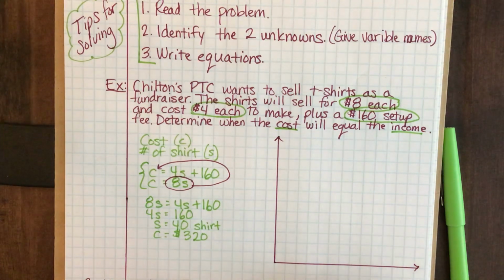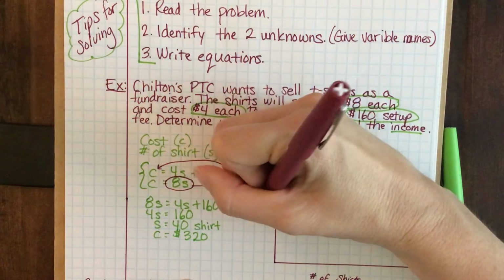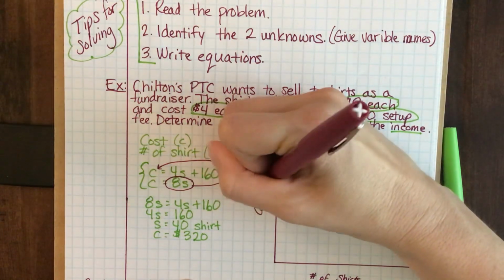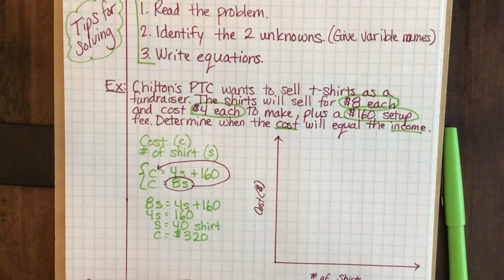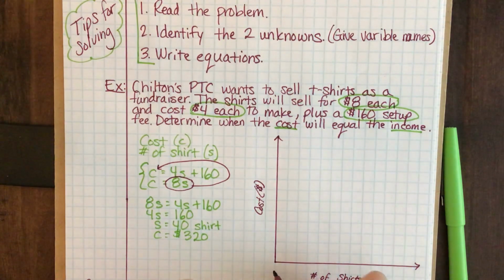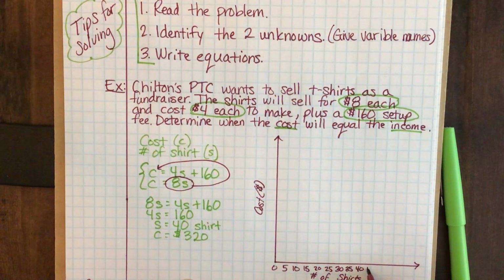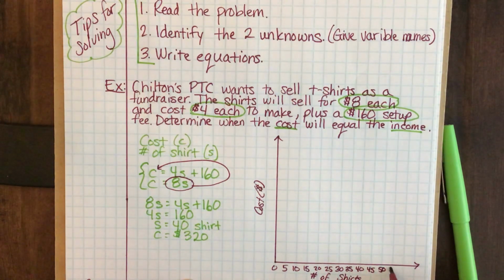Okay, so let's do the number of shirts down here. And we'll do the cost here. And this is in dollars. Okay, so I'm going to make my scale something appropriate for 40 shirts. So this is 0. Let's go ahead and do maybe 5. 5, 10, 15, 20, 25, 30, 35, 40, 45, 50, 55, and 60.